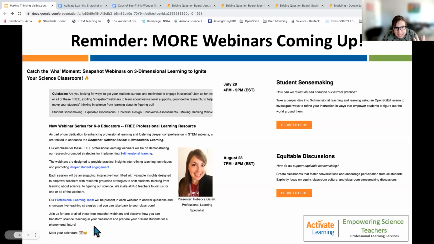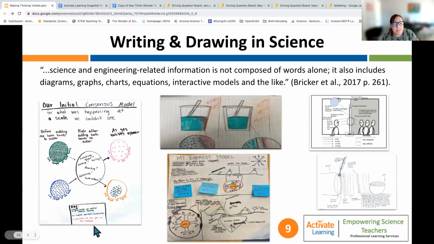And here are some examples. In number 9, there's a fabulous example sheet of many different ways to make thinking visible. Not only graphs and charts, but drawing and writing, arguing from evidence, revising ideas, lots of different ways.